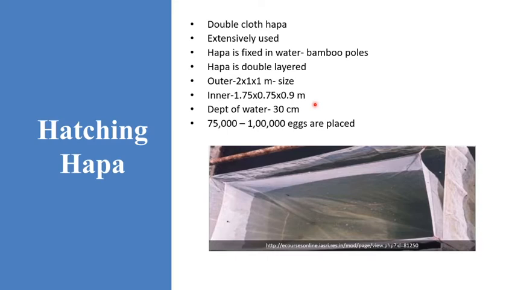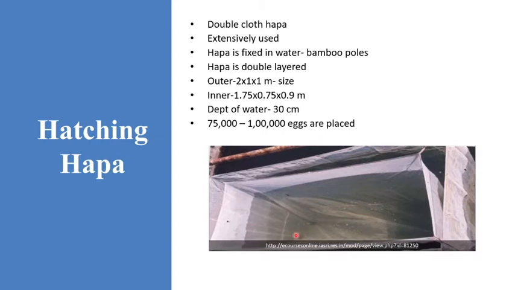After hatching, the hatchlings enter the outer hapa through the mosquito net cloth, leaving behind the egg shells, the spoiled eggs and the dead eggs. After hatching, the inner hapa is removed. The hatchlings in the outer hapa are kept for a period of 40 hours till the yolk sac is observed. The percentage of hatching in these hatching hapas is 45 to 50%.